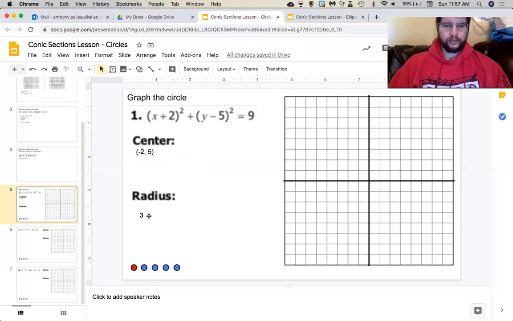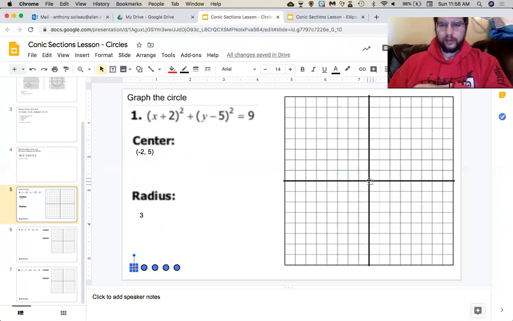And if you put your text box too far down, let me show you. You're not going to be able to grab your dots. So make sure you have a smaller text box here. So I have different colored dots. Put the red one in the center. -2, 5. -2, 1, 2, 3, 4, 5. Right there. -2, 5. And then you're going to use your radius and count. I grab the dot. 1, 2, 3.